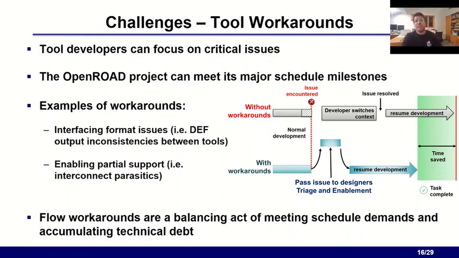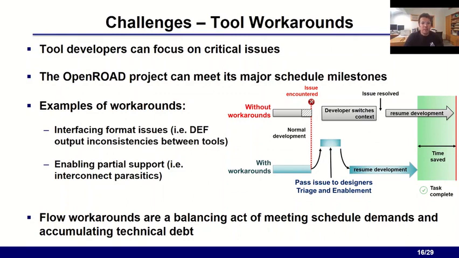Another challenge faced by the design advisors is what we call tool workarounds. As illustrated in the figure on the right, in cases where the root issue resides between tools, the design advisors would often be able to perform external processing as a workaround for lack of tool support. This allowed developers to focus on more critical issues. Some previous examples include fixing inconsistent depth output between tools, fixing technology-independent tool issues, and adding partial support for yet-to-be-supported file formats, for example, interconnect parasitics.